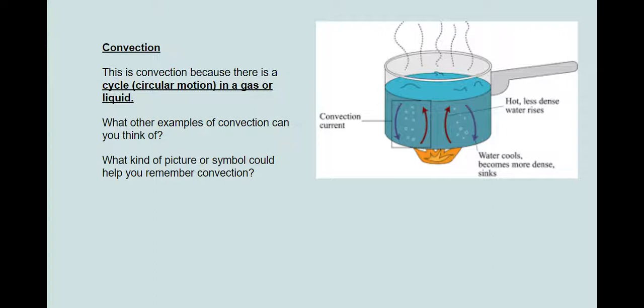On to convection. Convection is one that we'll talk about a little bit later in the year because it turns out that this is a common example of something that happens inside the Earth. This is convection because there is a cycle. A cycle is a circular motion. There's a cycle in a gas or a liquid. In this case, it looks like it's boiling water. So the convection current, you see hot water rises to the top. Cold water sinks to the bottom, and it makes this little convection current or convection cycle.